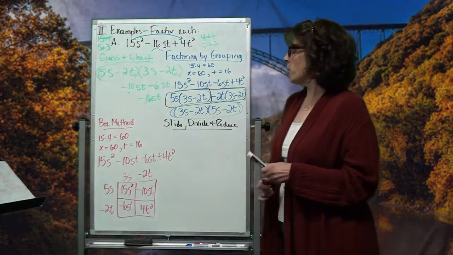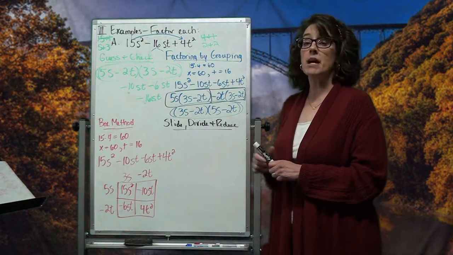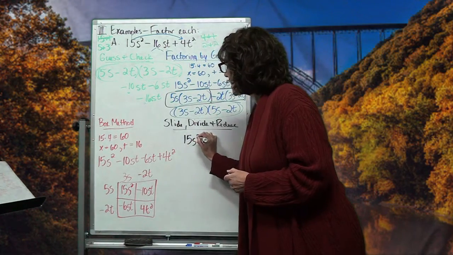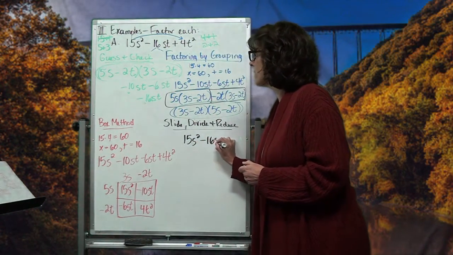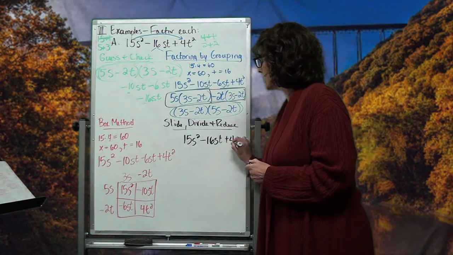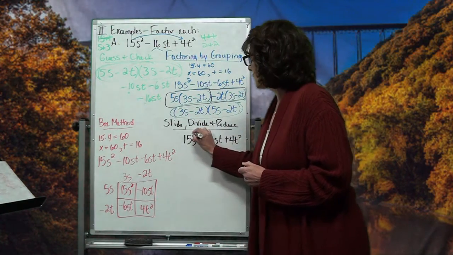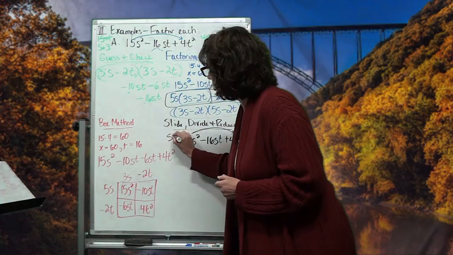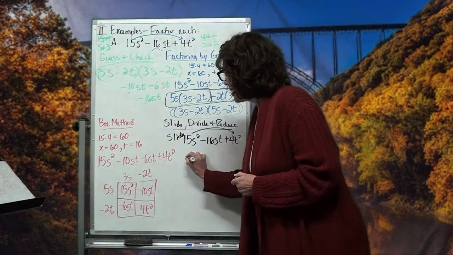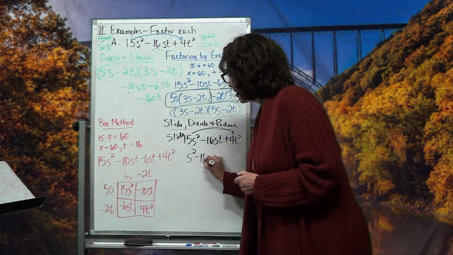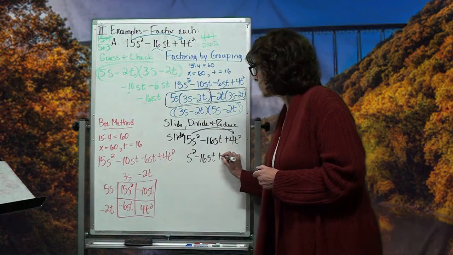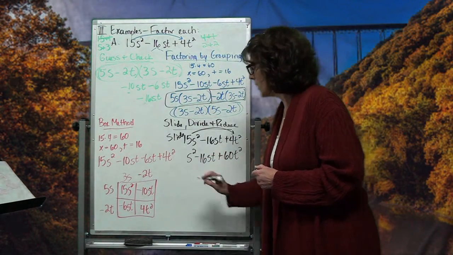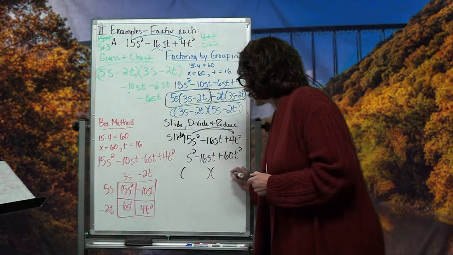And one more, slide, divide, and reduce. The name tells you exactly what to do. So I'm going to start off the same way that I started off with my factoring by grouping and the same way that I started off with the box method. I'm going to slide this to the back by multiplication. Here is the slide. When I slide it to the back, it creates a trinomial that is pretty easy to factor because I have a leading coefficient of 1 here. So I'm going to go ahead and factor it.